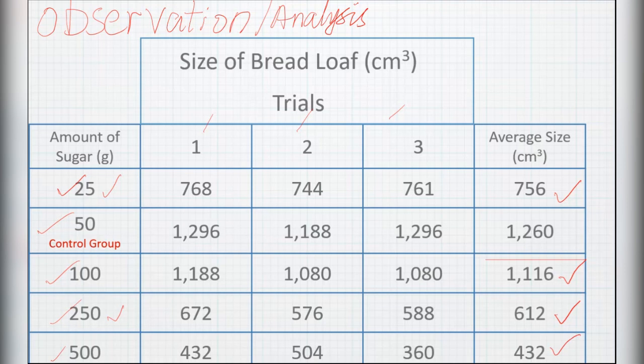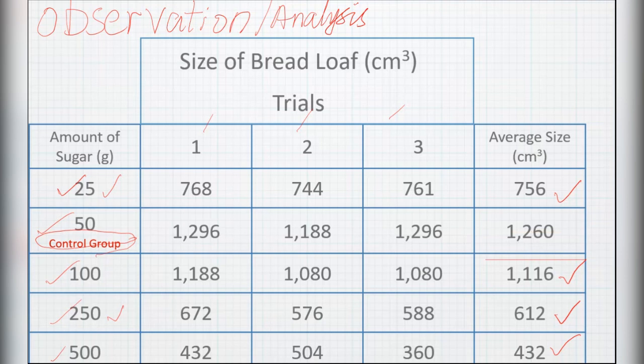50 gram is the control group. His grandmother bakes her bread with this amount of sugar. And her bread loaf size is 1260. Okay, look at it. What do you notice? That after 50 gram of sugar, the size starts increasing or decreasing.